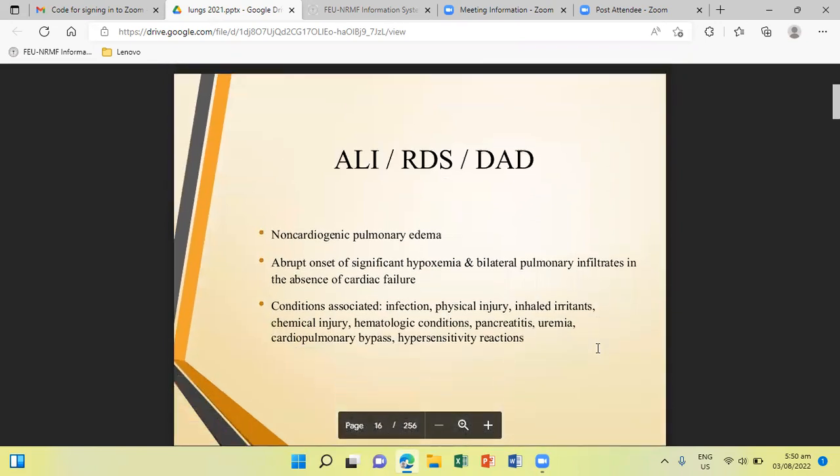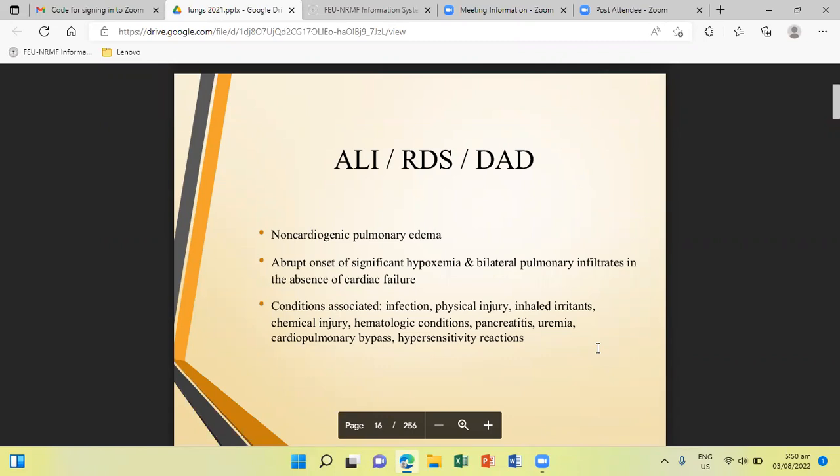So ALI is otherwise known as acute lung injury. RDS stands for respiratory distress syndrome. DAD stands for diffuse alveolar damage. So these are all synonyms. They usually arise as a complication of direct injury to the lung or systemic disorders. Clinically, they are characterized by rapid onset of severe life-threatening respiratory insufficiency, cyanosis, and severe arterial hypoxemia, which is refractory to oxygen therapy, and may progress to extrapulmonary multisystem organ failure.